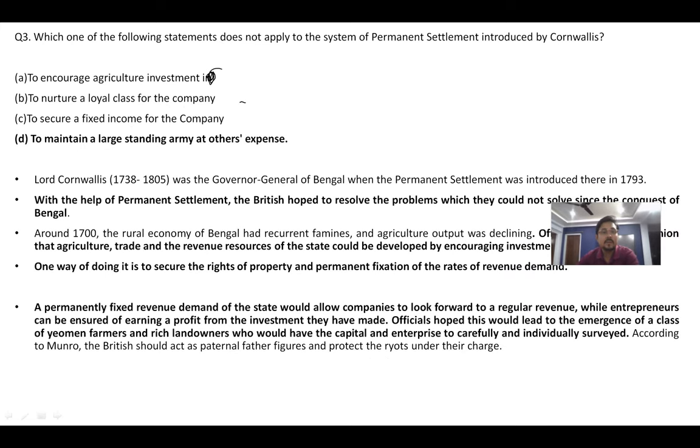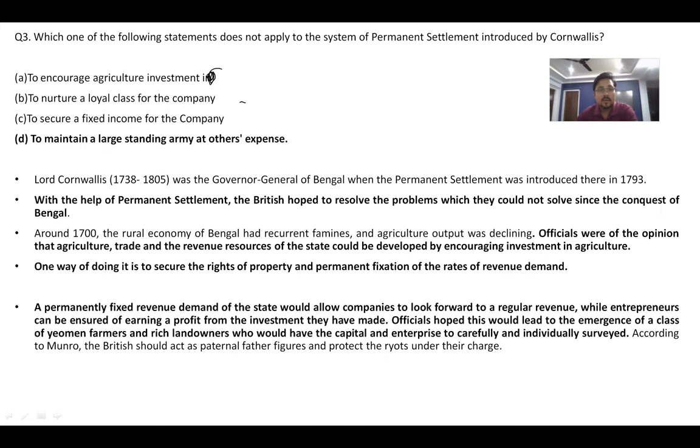Lord Cornwallis was the Governor General of Bengal when the permanent settlement was introduced in 1793. The British hoped to resolve the problems which they could not solve since the conquest of Bengal. Around 1770, the rural economy of Bengal had recurrent famines and agricultural output was declining. So agricultural output declined due to famines.